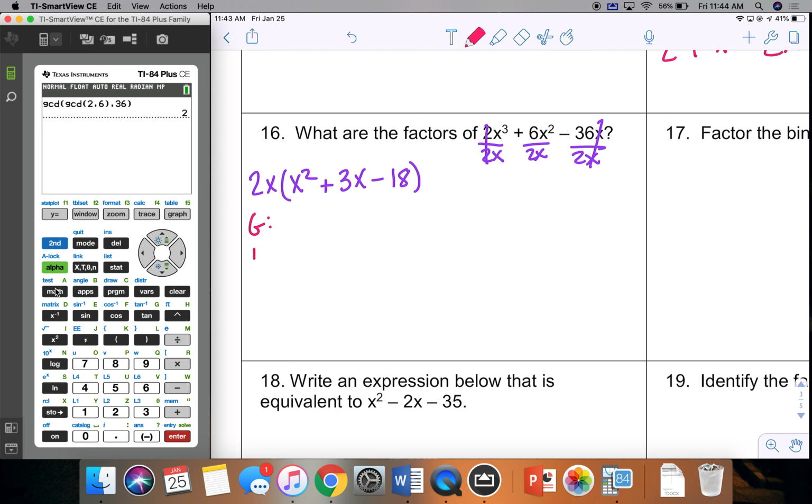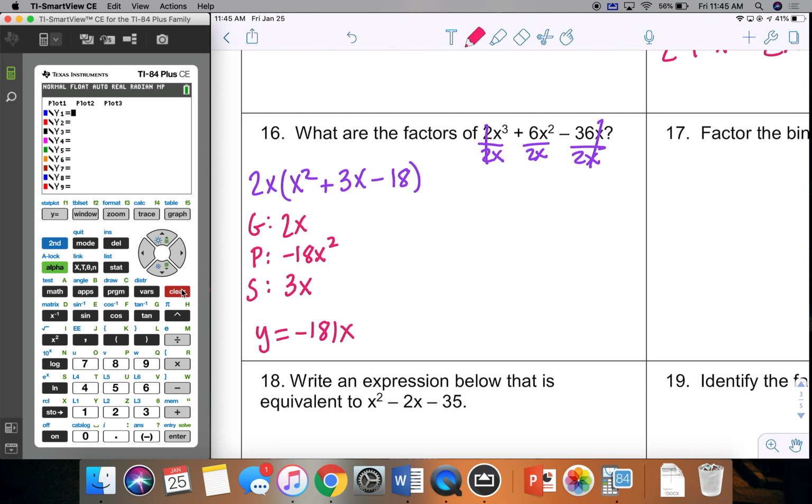So this is where I'm going to use my GPS. My g was 2x. My product is negative 18x squared, and my sum is 3x in the middle. So I'm going to put my product divided by x into the calculator. So negative 18 divided by x goes in the calculator. Second table, and I'm looking for a row that will add to a positive 3.